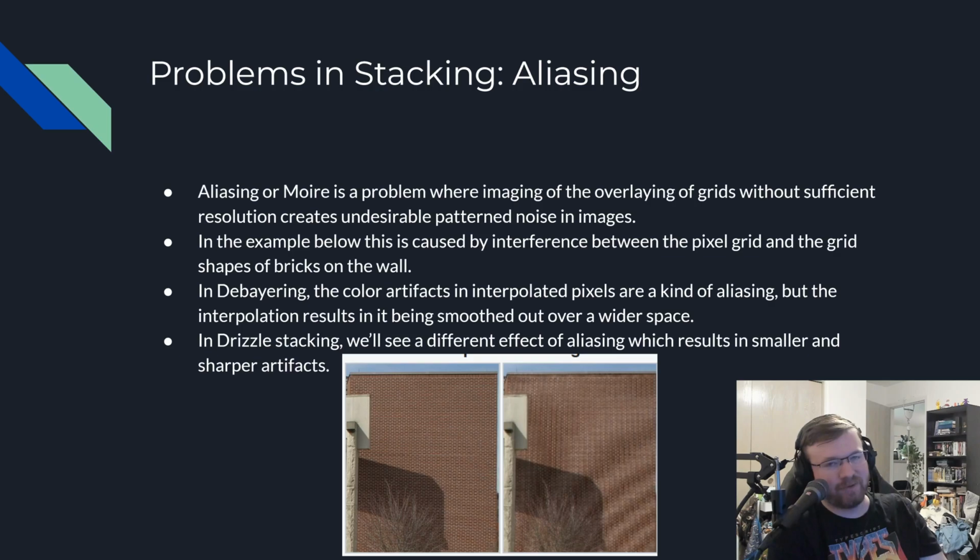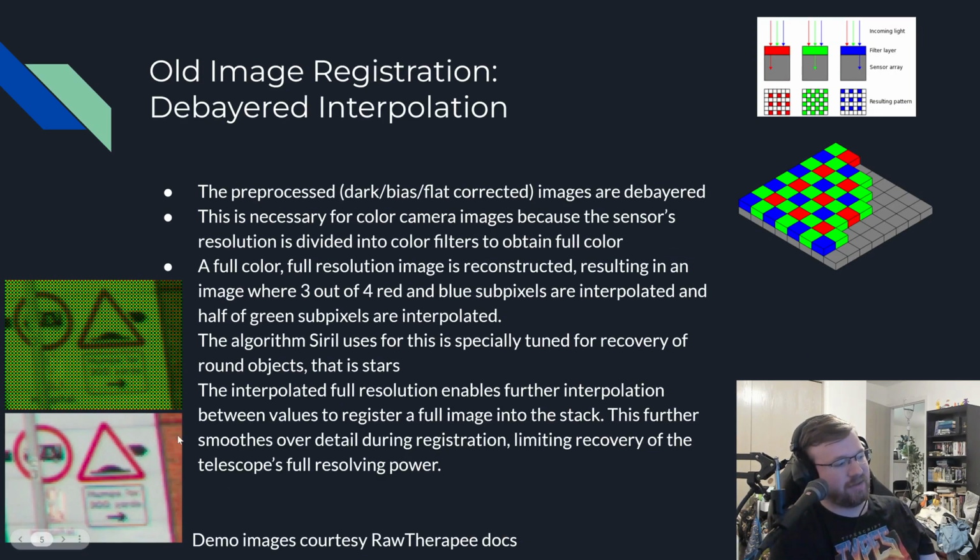In debayering, the interpolated pixels are a kind of aliasing, but it's not the kind that looks like the video game over-sharpness you might see sometimes if you aren't anti-aliasing a video game. It's not that kind of aliasing here. This is more like an overly smooth aliasing, where if I go back, you can see that the black parts of this image have red and green and blue fringes on the sides of them, because there's an over-smoothing of the colors beyond their intended boundaries.